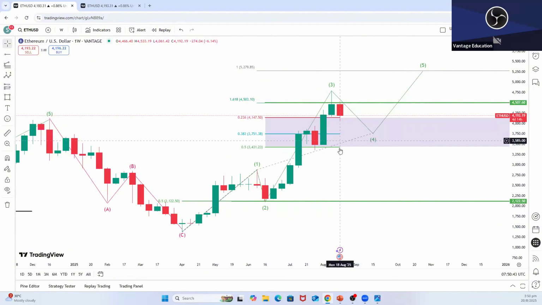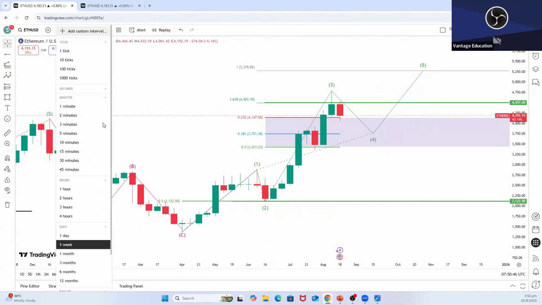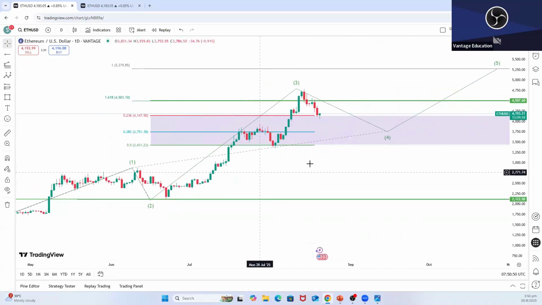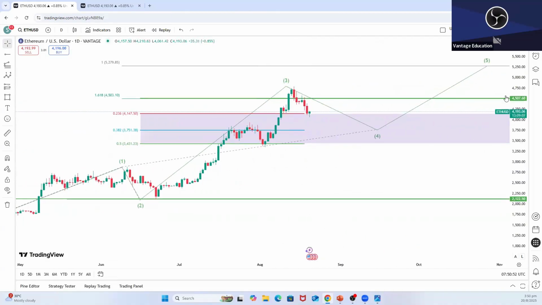Okay, so now I have a rough idea what's happening. I can go down to the smaller time frames. I'm going to go down to the daily.